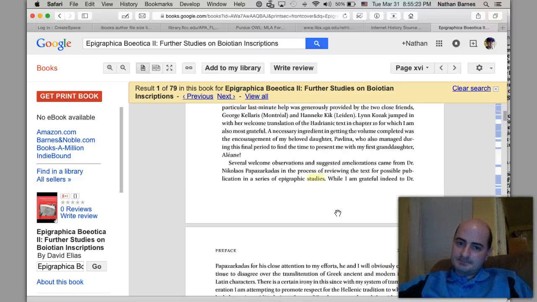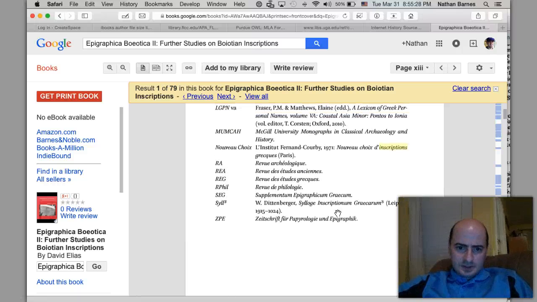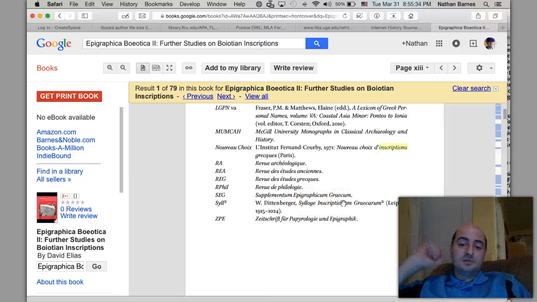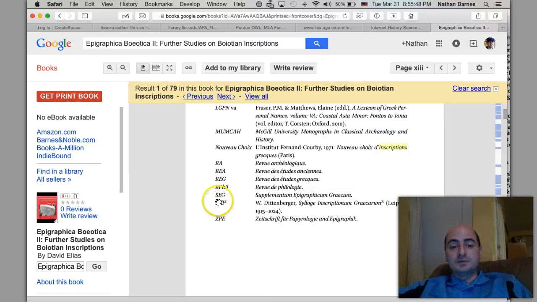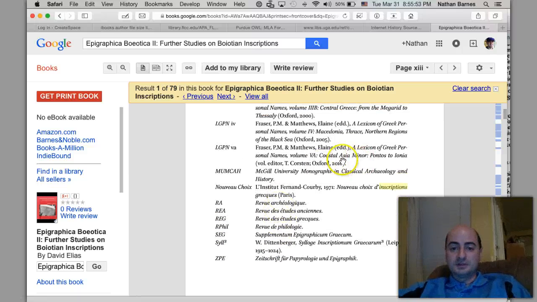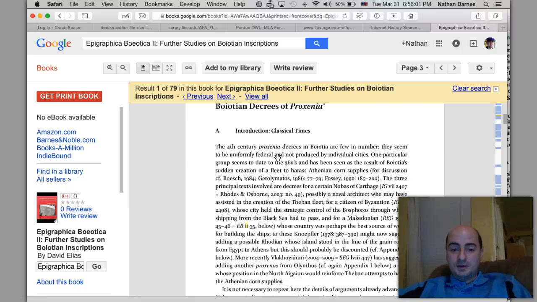Sorry, didn't go up high enough. Okay, we said SEG, Supplementum Epigraphicum Graecum. Now, because he lists that, he doesn't have to give the full citation. The reason for that is because it's a very common resource for scholars to use. But sometimes it's abbreviated differently, so he has to put that abbreviation in. But you'll see he lists the full bibliographic information up here. That's because he uses it a lot. So you see the same theme again.